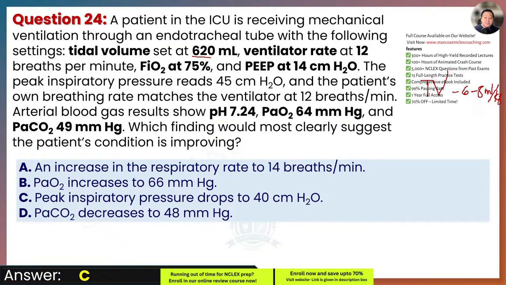Now, the significance of the tidal volume of 620: it is within the normal range for many adults, assuming an average weight. This also reflects the volume of air being ventilated, and if it's appropriately set for the patient's size, this value also suggests the patient is receiving adequate ventilation with each breath. And if the tidal volume were too low, it could lead to hypoventilation.